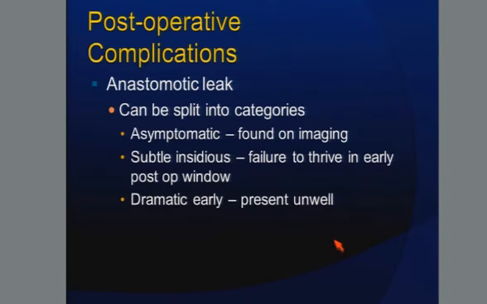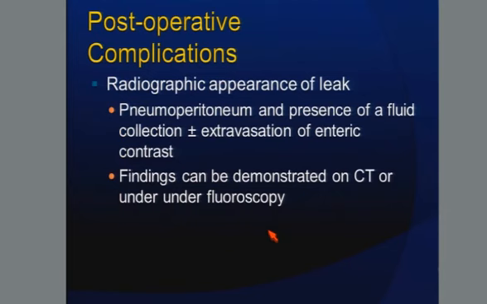And if you think about it, the surgeons sort of schematically split these patients into 3 categories. The asymptomatic patient is going to be someone who you happen to pick up a leak on routine follow-up imaging, and they're not bumping their labs, they're not complaining of symptoms. The subtle insidious leak is going to be a patient who has failure to thrive in the early post-op window. You just can't get them to tolerate tube feeds. Their temperatures don't go down. They're kind of puny. And then the dramatic early leak, and we've all seen these patients, are remarkably unwell when they come down for imaging.